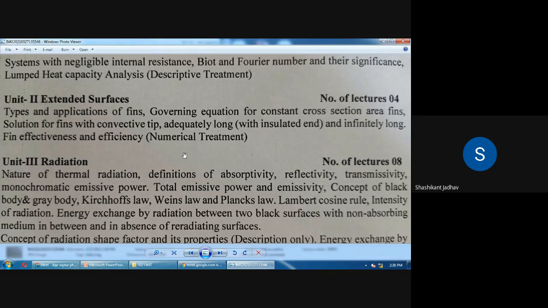So basically my question is, what is meant by extended surfaces? Can anyone explain what is meant by extended surfaces, or what is the use of these extended surfaces? Why is there a need to understand the extended surfaces?